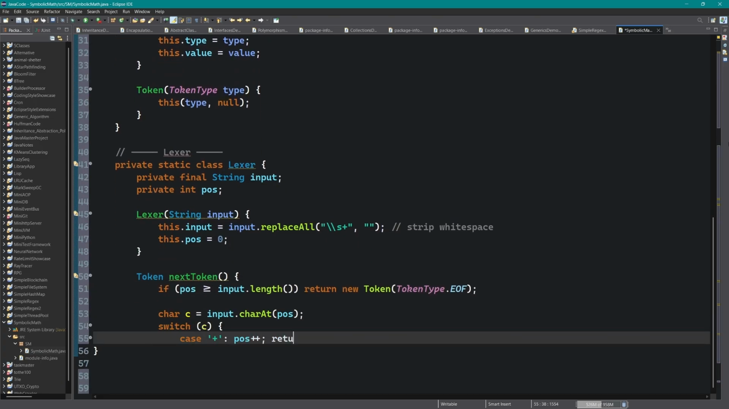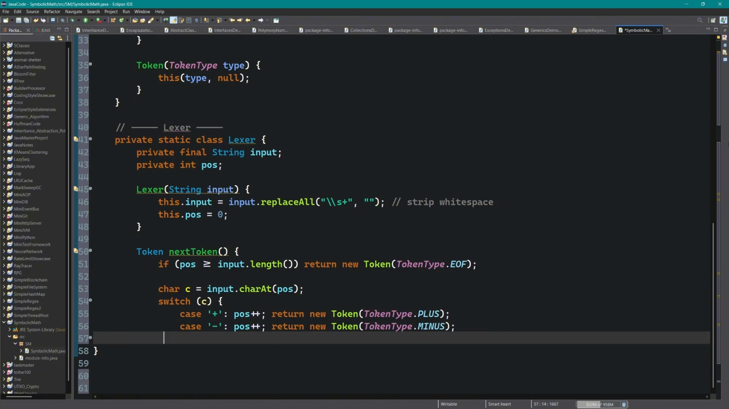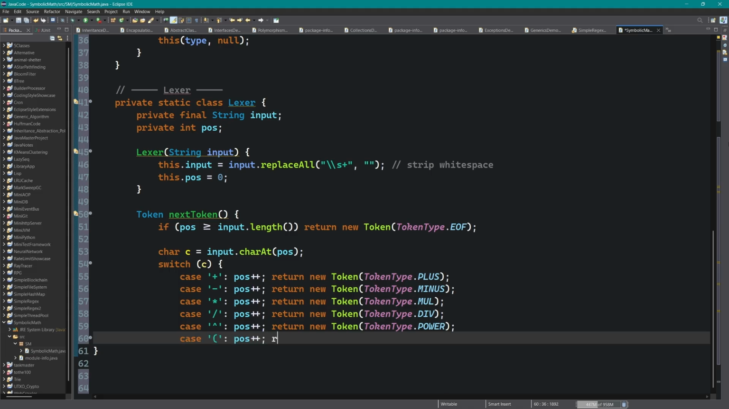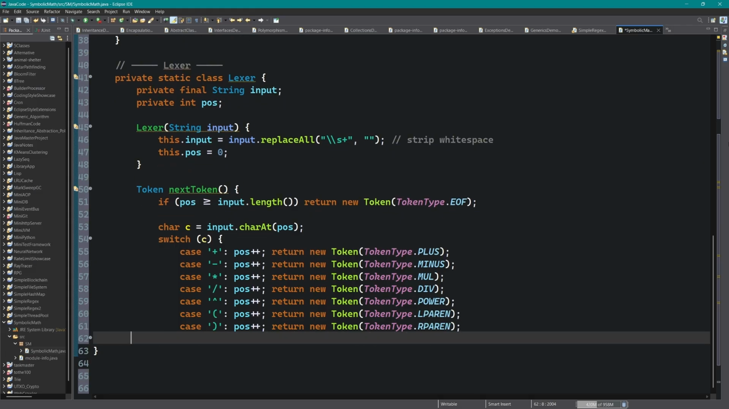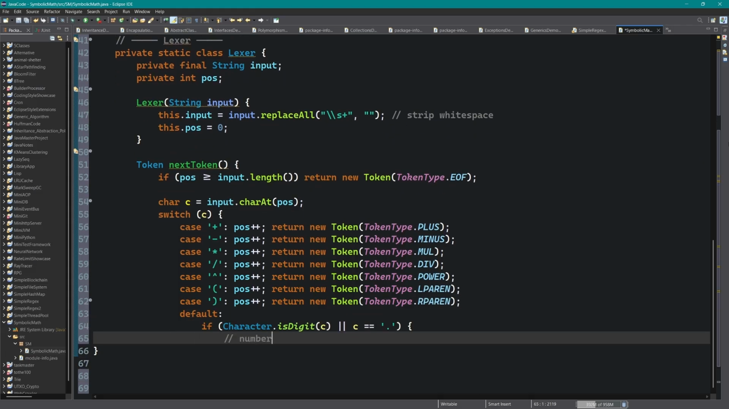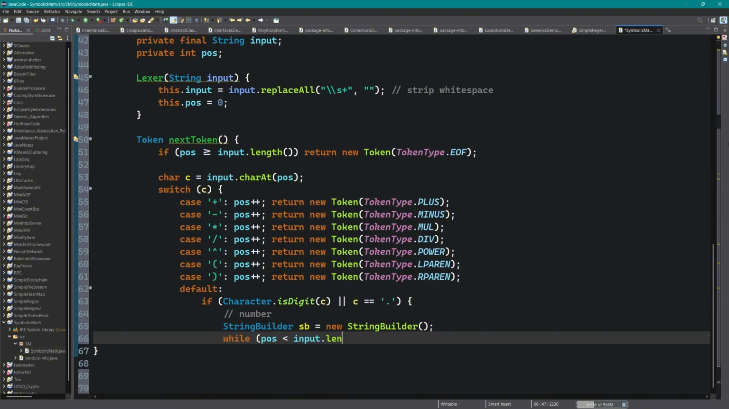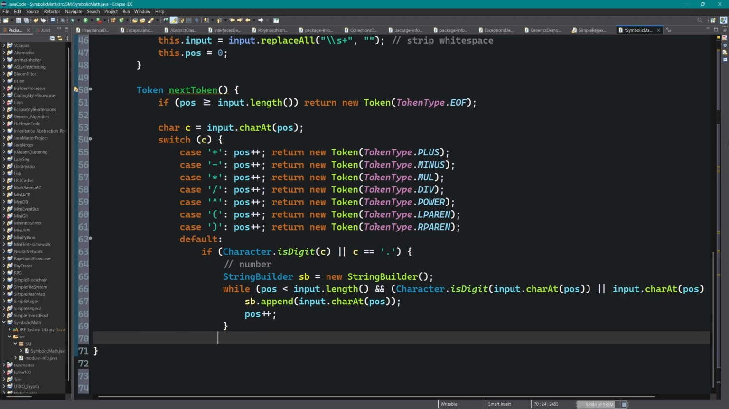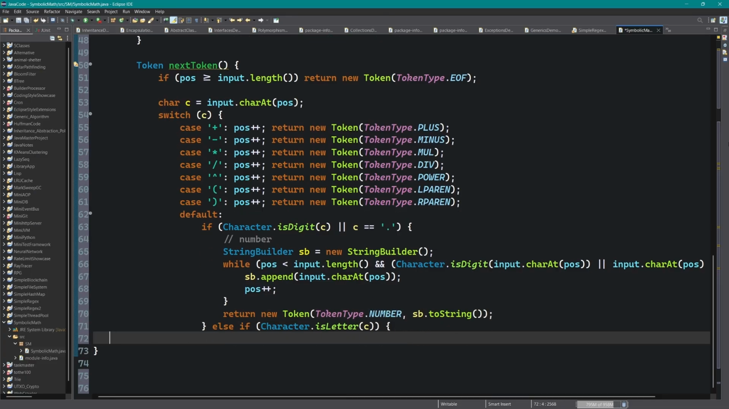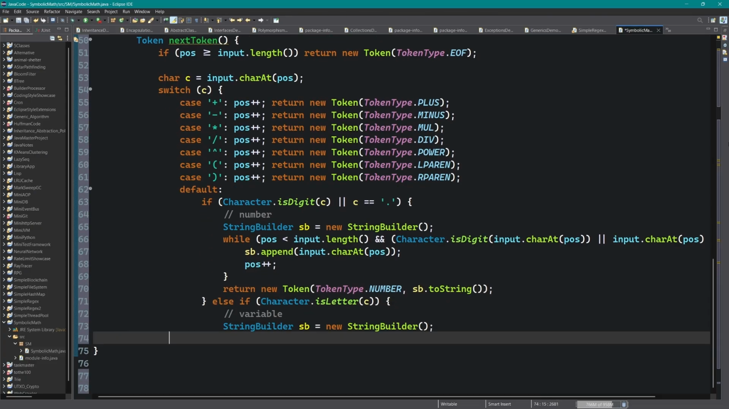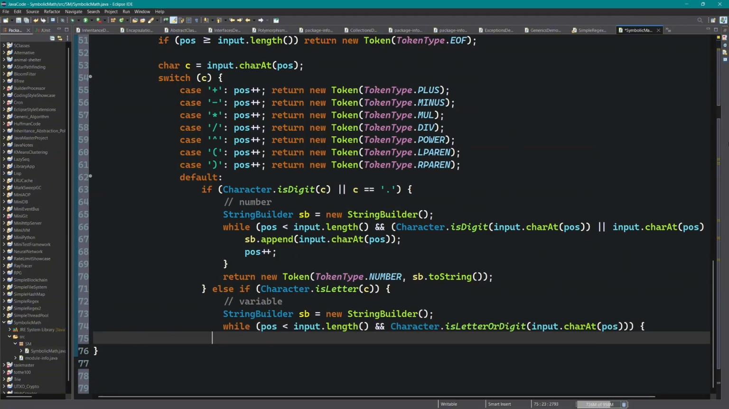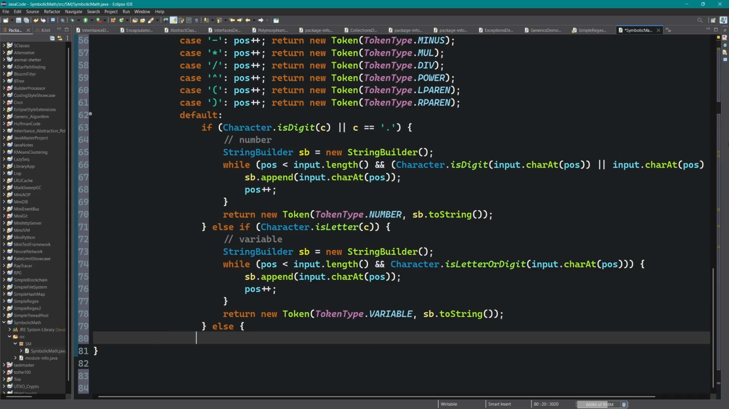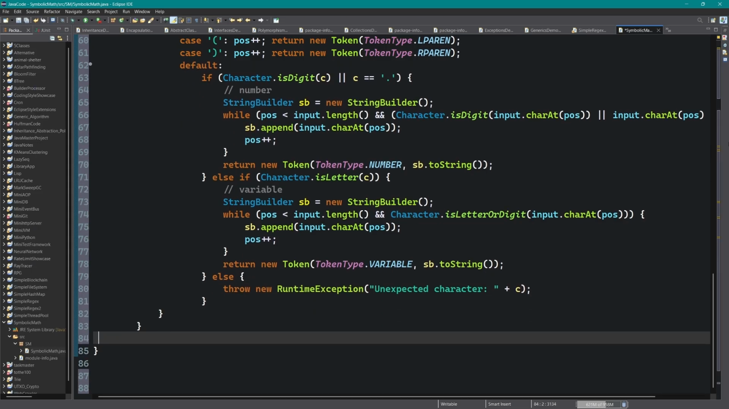The lexer takes a raw string and breaks it into tokens. We first strip all whitespace, then scan character by character. For plus, minus, star, slash, caret, and parentheses we emit the corresponding token immediately. When we encounter a digit or a decimal point, we greedily consume characters to form a number token. For letters, we collect a sequence of letters and digits to form a variable token. Any other character triggers an error. This simple scanner is the bridge between the text and the parser.